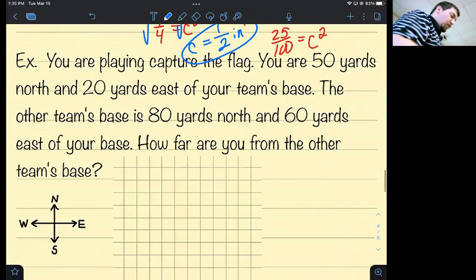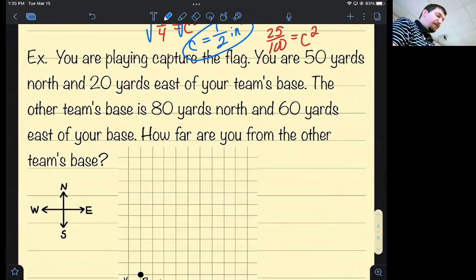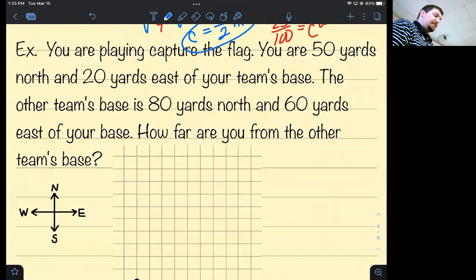All right, let's move to our two story problems. You are playing capture the flag. You are 50 yards north and 20 yards east of your team's base. The other team's base is 80 yards north and 60 yards east of your base. How far are you from the other team's base?